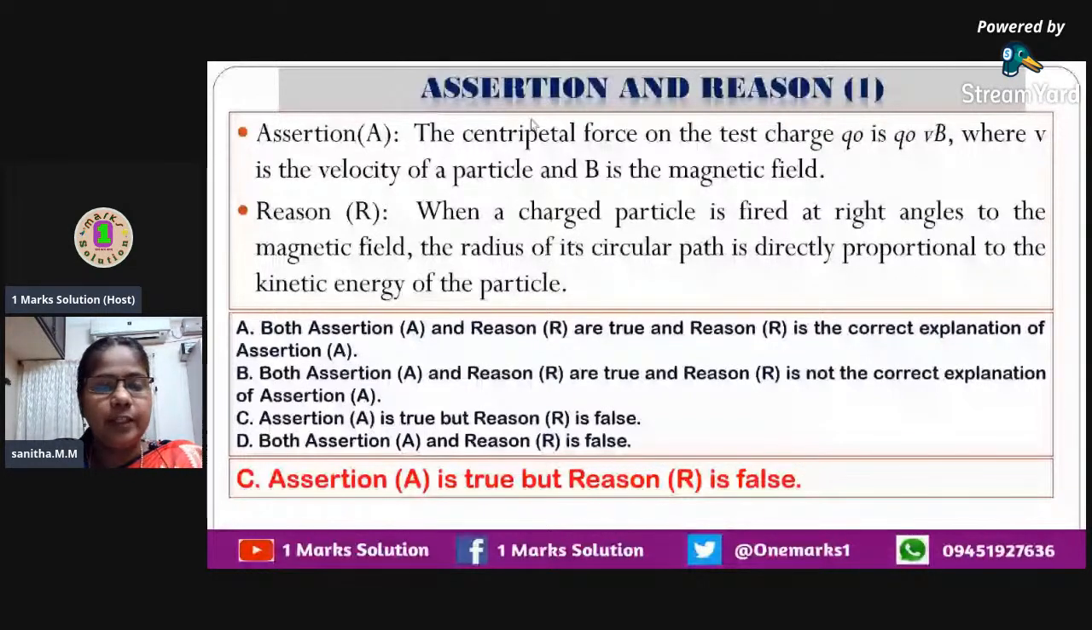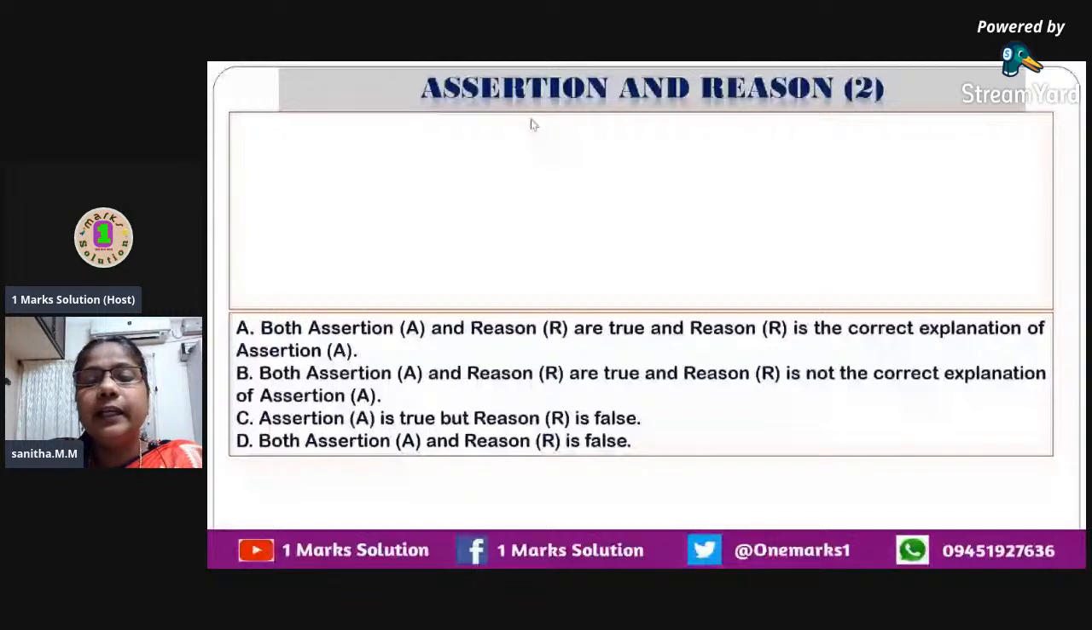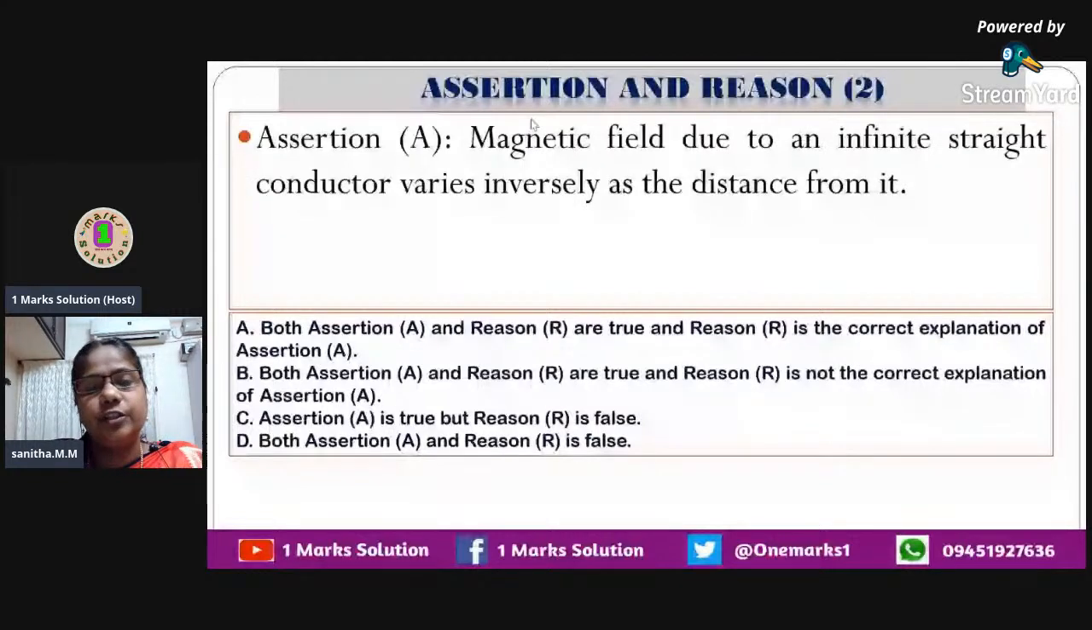Now we can go for the next one. Second assertion and reason: magnetic field due to an infinite straight conductor varies inversely as the distance from it. You are studying in this chapter using Ampere's circuital law. The magnetic field due to a straight conductor, that is B is equal to mu 0 by 2 pi I by R. That is the equation. That means R is in the denominator. So the magnetic field is inversely proportional to the distance. As the distance increases, the magnetic field will be reducing.